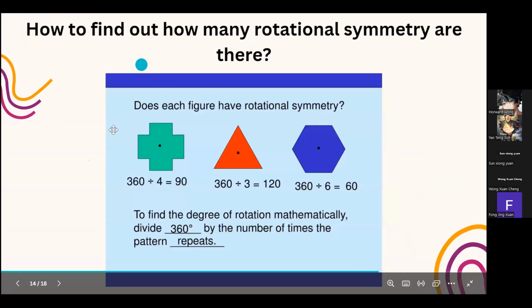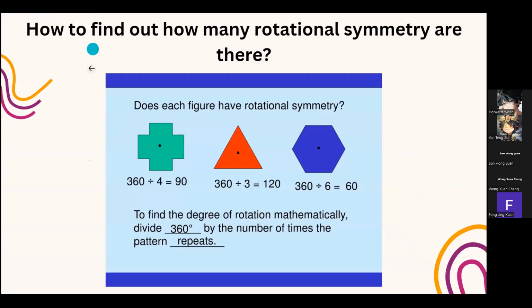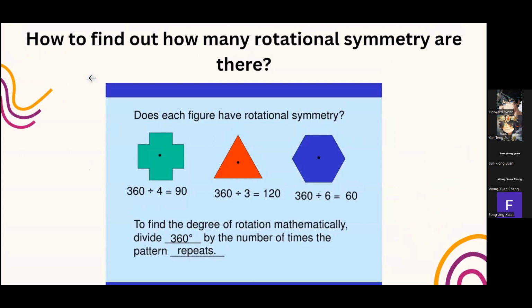So how do we find how many rotational symmetries there are? To find the degree of rotational symmetry mathematically, divide 360 by the number of times the pattern repeats.